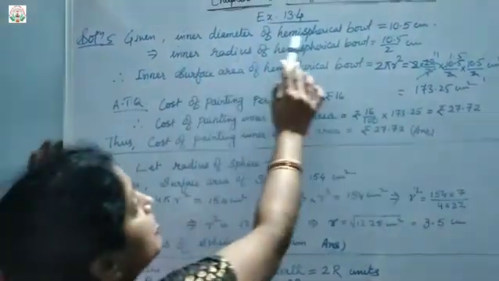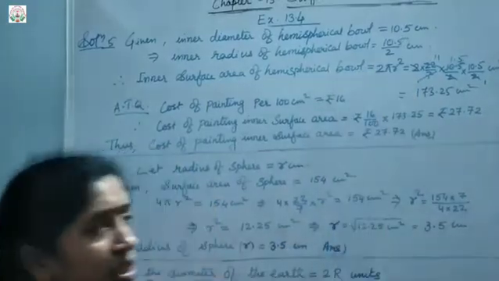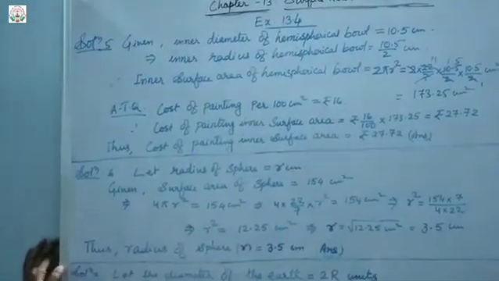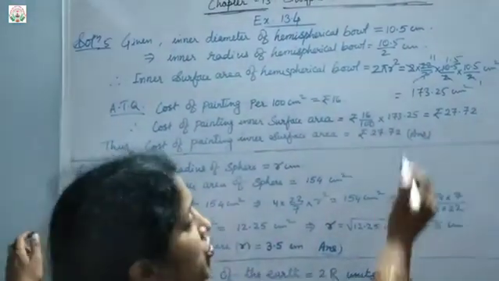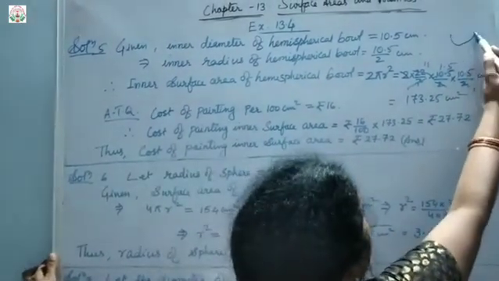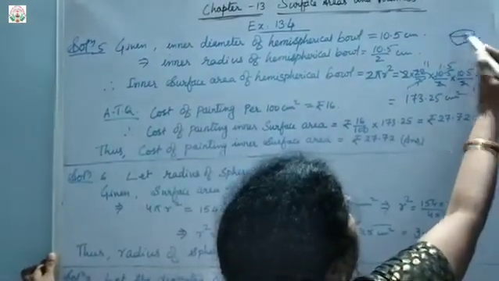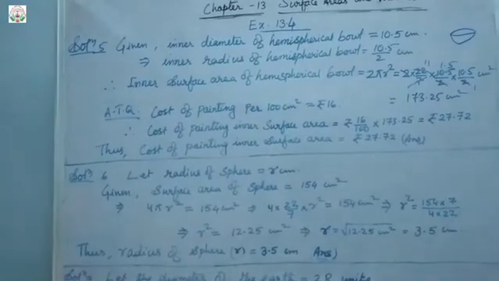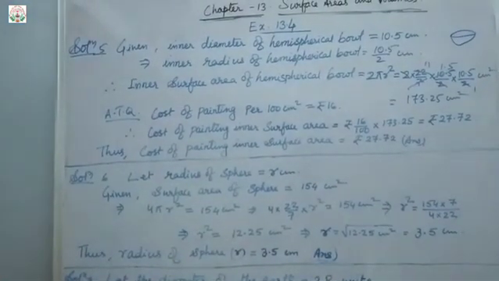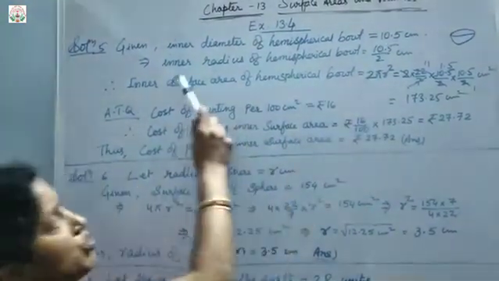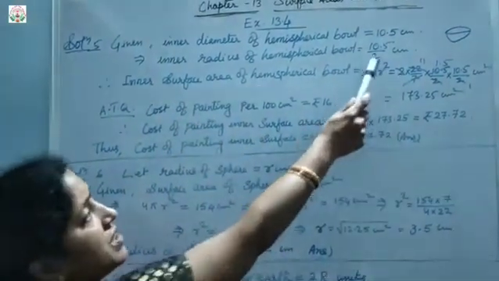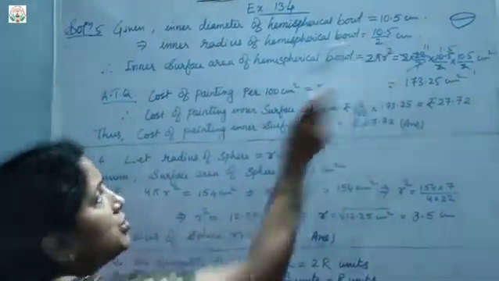Given, inner diameter of the hemispherical bowl is how much? 10.5 cm. Hemispherical means, I told you, it is half of the sphere. Likewise it will be. Okay. So diameter is 10.5. So what will be the radius? Half of it. That is 10.5 upon 2 cm.